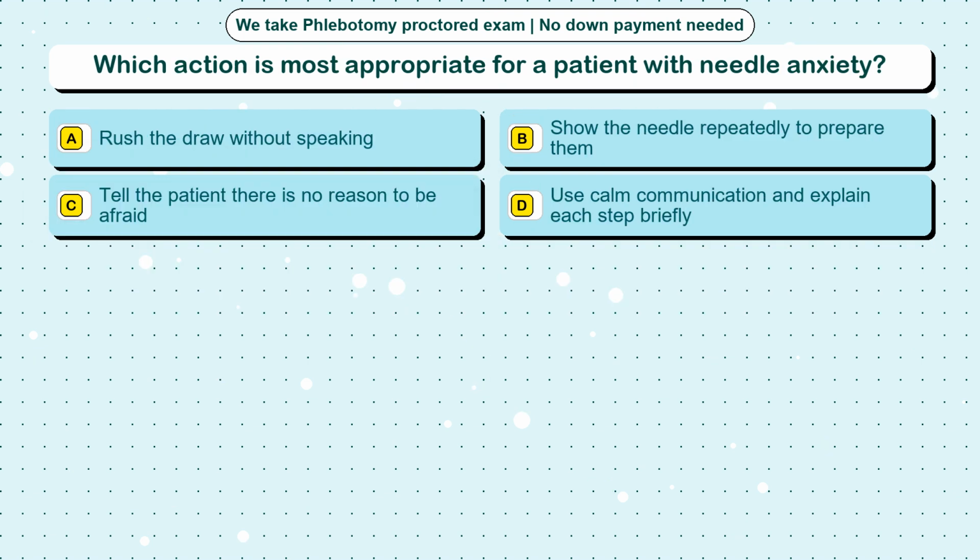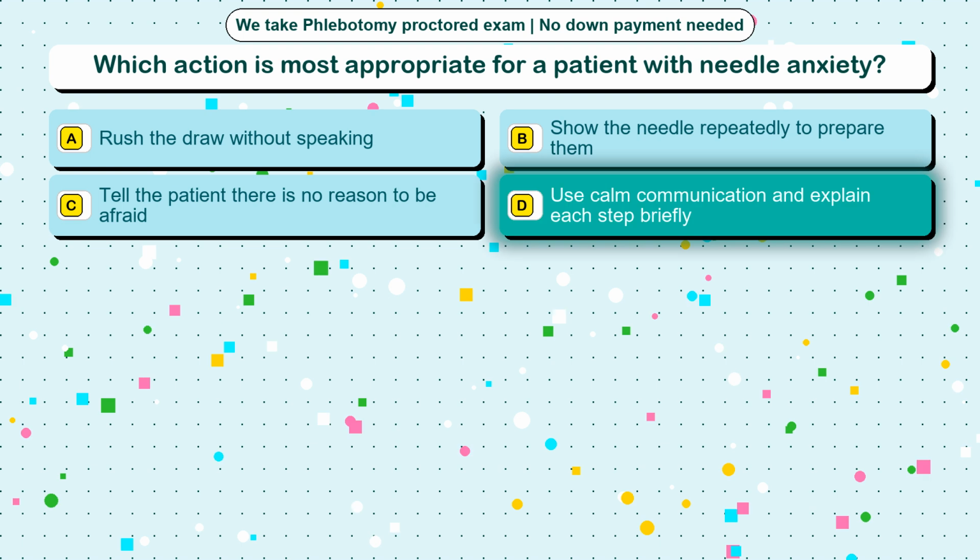Question 32. Which action is most appropriate for a patient with needle anxiety? Option A, rush the draw without speaking. Option B, show the needle repeatedly to prepare them. Option C, tell the patient there is no reason to be afraid. Option D. Use calm communication and explain each step briefly. The correct answer is option D. Use calm communication and explain each step briefly.